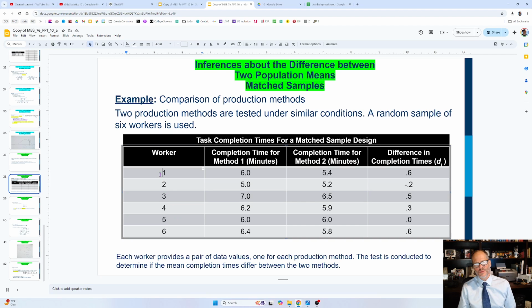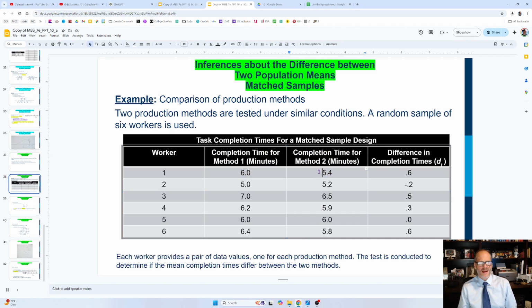If we had 6 workers try method 1 and then had 6 different workers try method 2, we could still get the completion times that workers took to do method 1 and method 2, but we might no longer be measuring which method is the better, more efficient method.